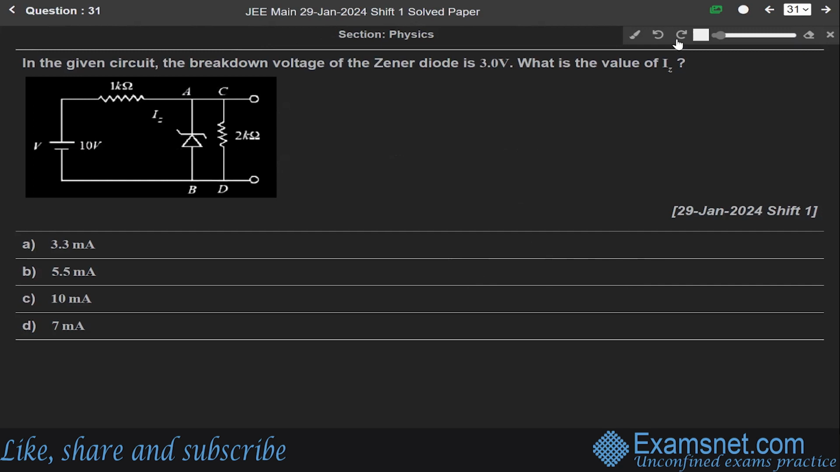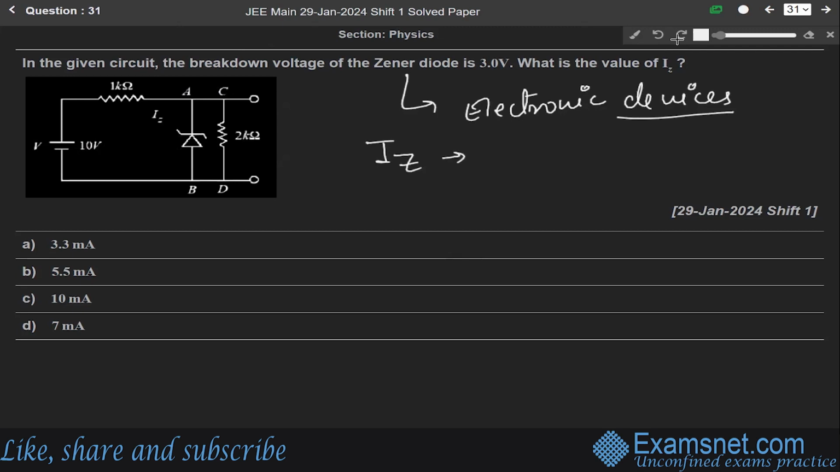This question says that in the given circuit diagram, the breakdown voltage of the Zener diode is 3 volt. What is the value of IZ? Students, this question is from the chapter of electronic devices. According to this question, we have to find the value of the current IZ. IZ is the current that is going through the breakdown voltage diode, that is going through this diode.